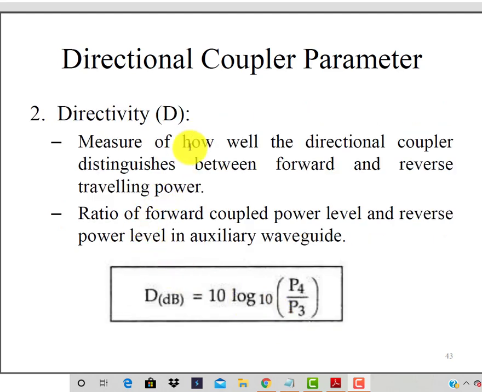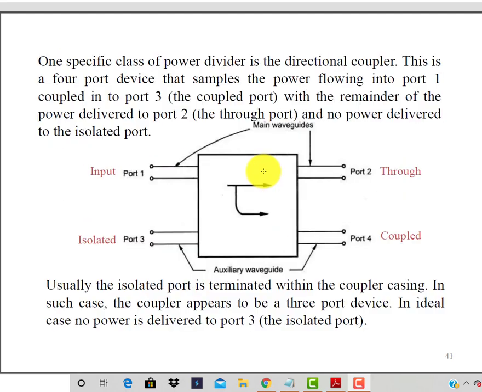Second one, directivity. Here the directionality is provided in between port 3 and port 4. From the primary waveguide section, how much of the power is coming or divided in between the secondary waveguide section, in between 3 and 4. So the directivity is simply the ratio of P4 by P3. Ideally the P3 power or isolated power is equal to 0, so the directionality is infinite.